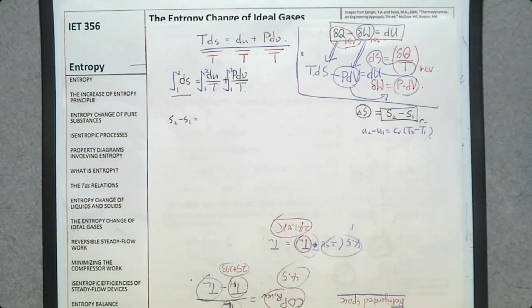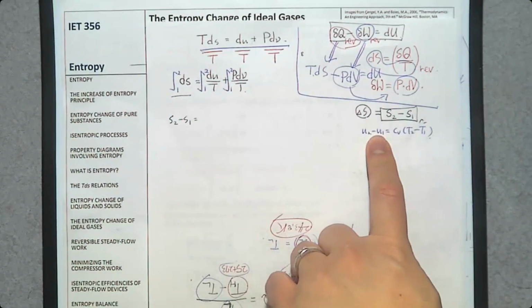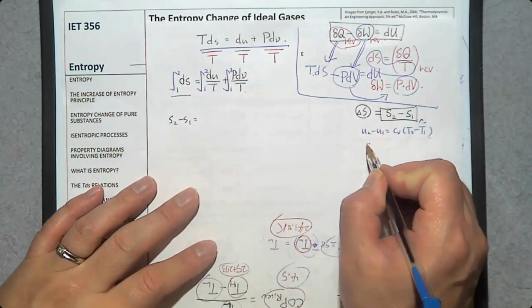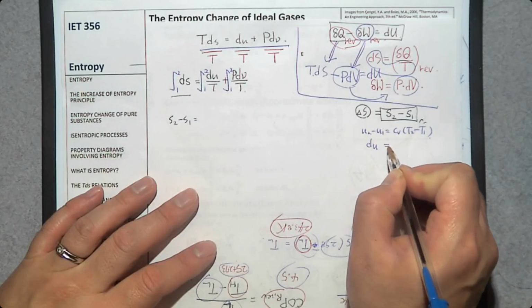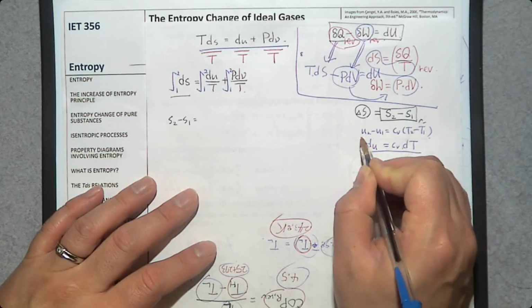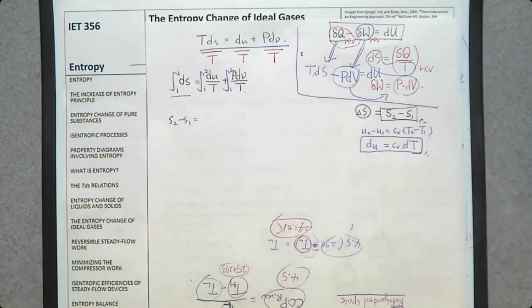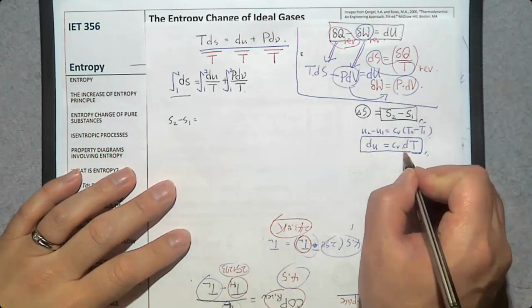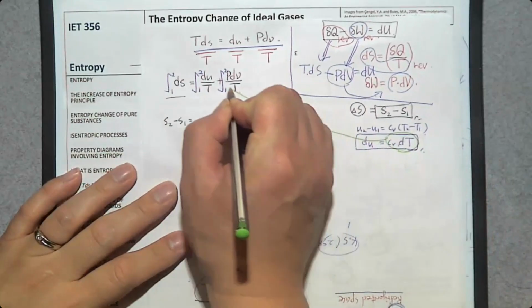But this one is du, not just u. So let's find du. How can we do that? We need to find the differential form of this equation. Then what is it? The difference in u is Cv times the difference in temperature. Then you can replace this du with Cv dT. So the Cv dT is going to replace du.